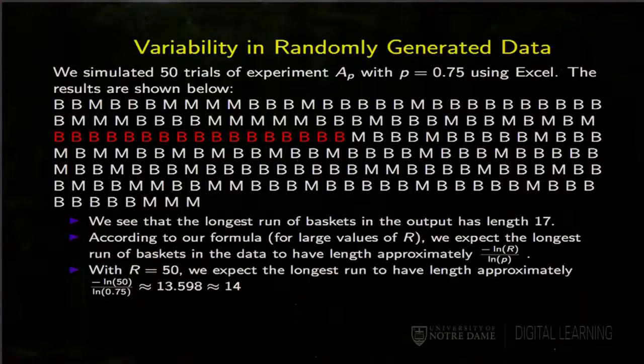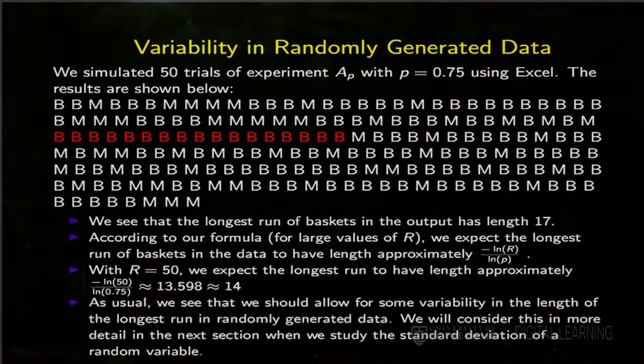Now the question is, is this run of 17 too long for randomly generated data? Well, obviously not, because this data was randomly generated. So what can we say here? We should expect some variability in the length of the longest run in randomly generated data. It's not necessarily going to be exactly minus the natural log of R over the natural log of p. There will be some variation. We'll think about this variation a little more in the next section when we study the standard deviation of a random variable.